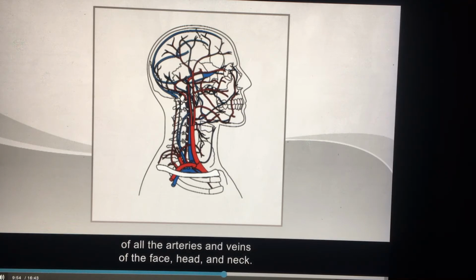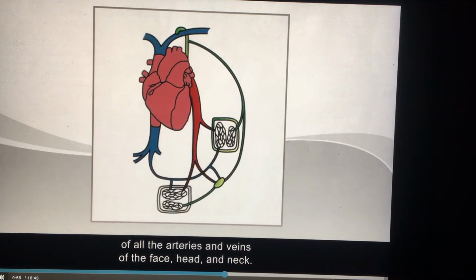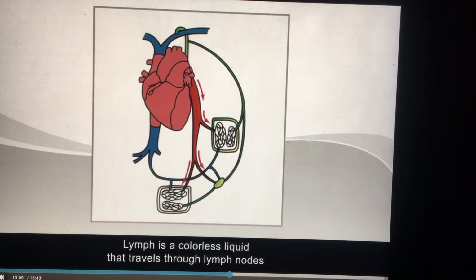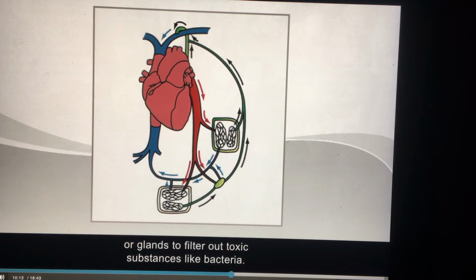In addition to the cardiovascular system, the body's circulatory system has a second subsystem of circulation, called the lymph vascular system. Lymph is a colorless liquid that travels through lymph nodes or glands to filter out toxic substances like bacteria. It's formed as a byproduct when plasma passes nourishment to capillaries and cells.